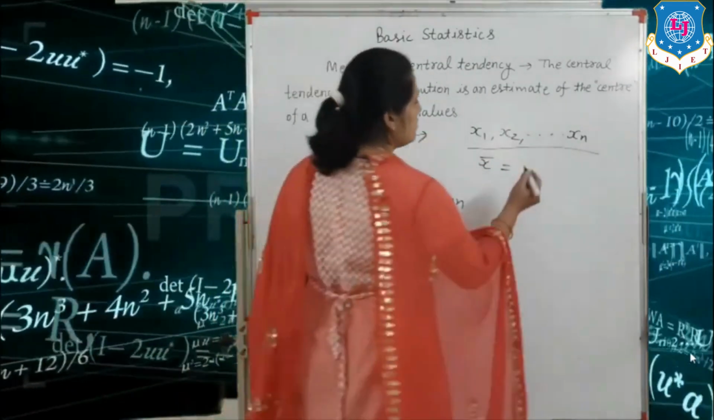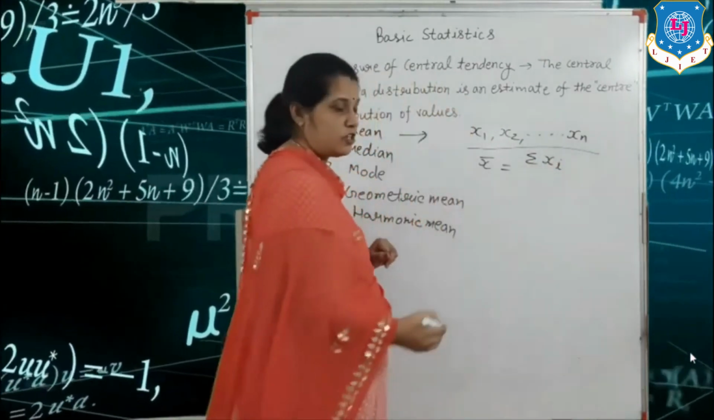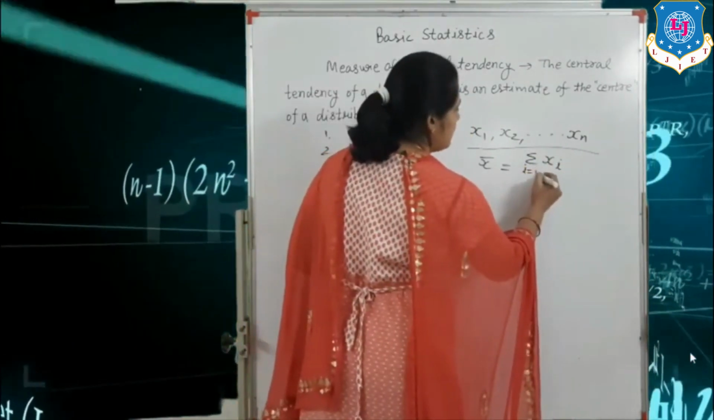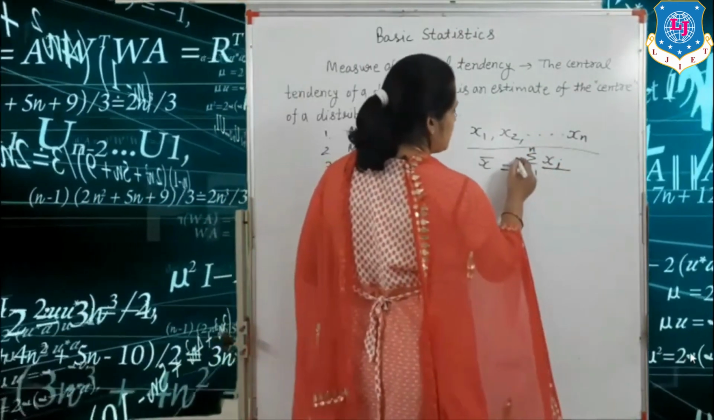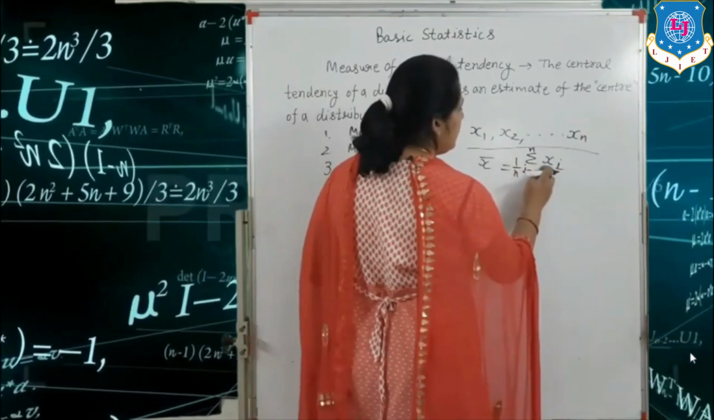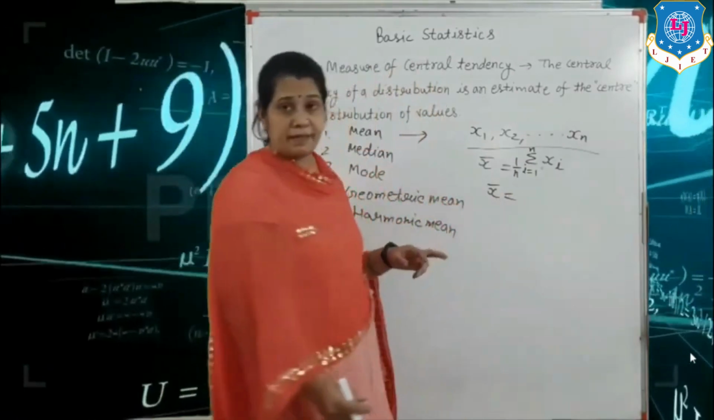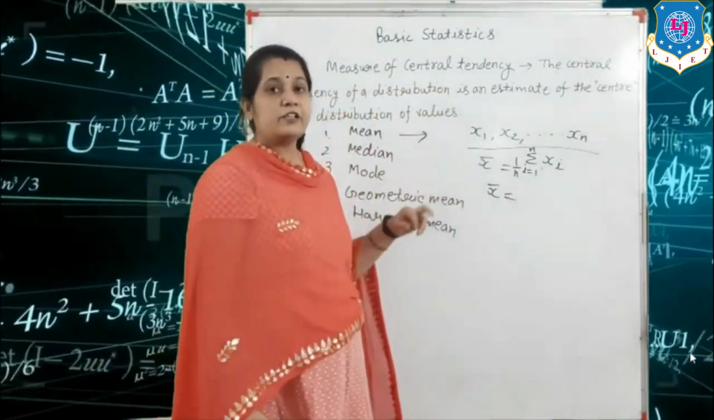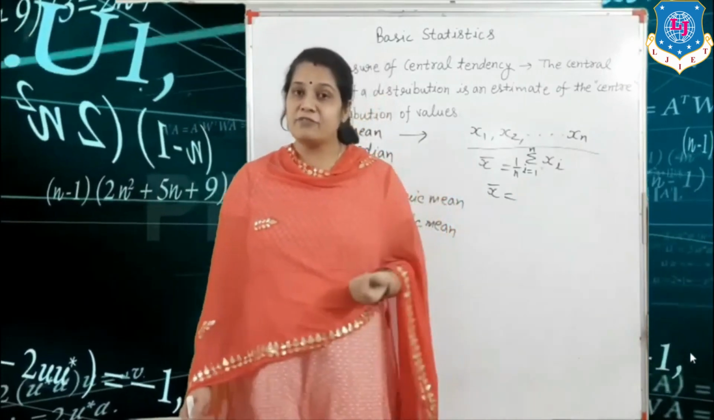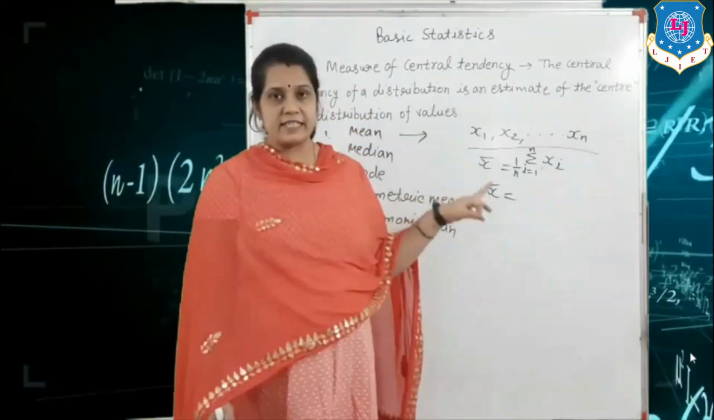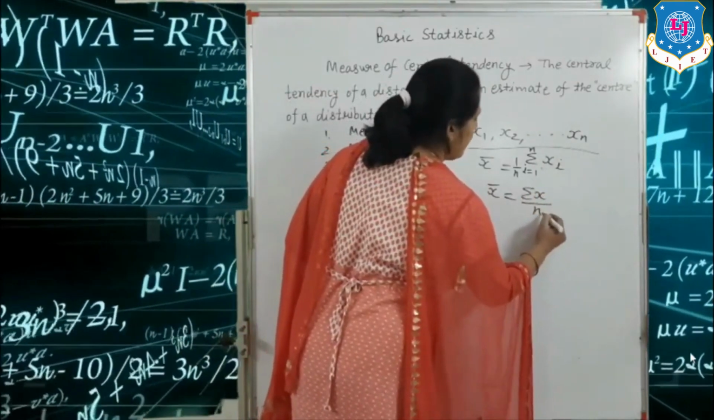So x bar is equal to summation xi, where i is equal to 1 to n, divided by the number of terms, so we write 1 by n. In simple form, this x bar is used in your correlation coefficient, regression coefficient, and line of regression. So always write x bar is equal to summation x upon n.